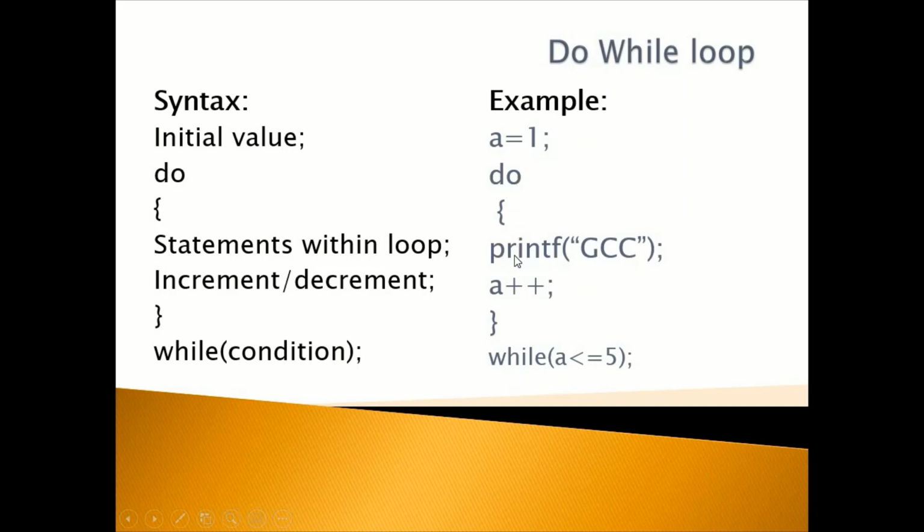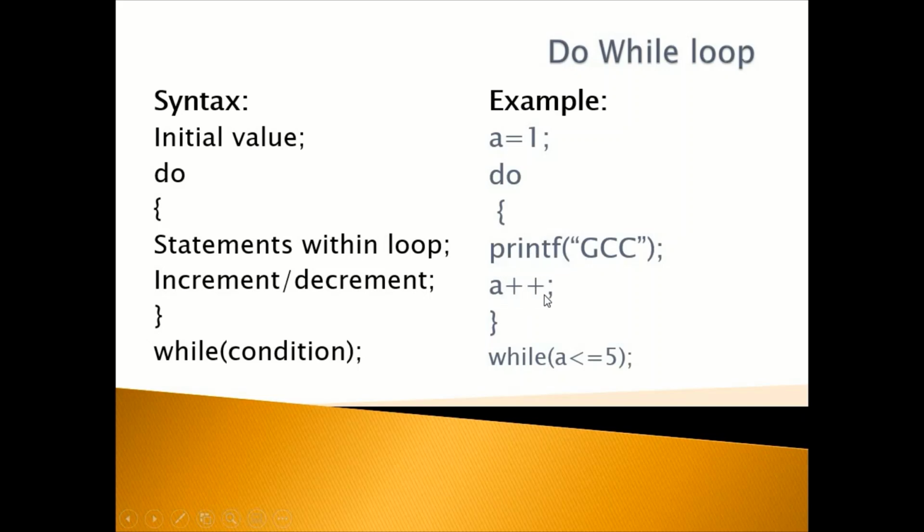First it executes printf statement, it prints GCC. After printing GCC, A is incremented. Initially, when a is equal to 1, it enters the loop, it prints GCC on the screen for the first time. A++ will increment the value of a by 1, that is, it becomes 2. And now the condition is tested. So 2 is less than 5, again it goes back and it prints GCC for the second time.